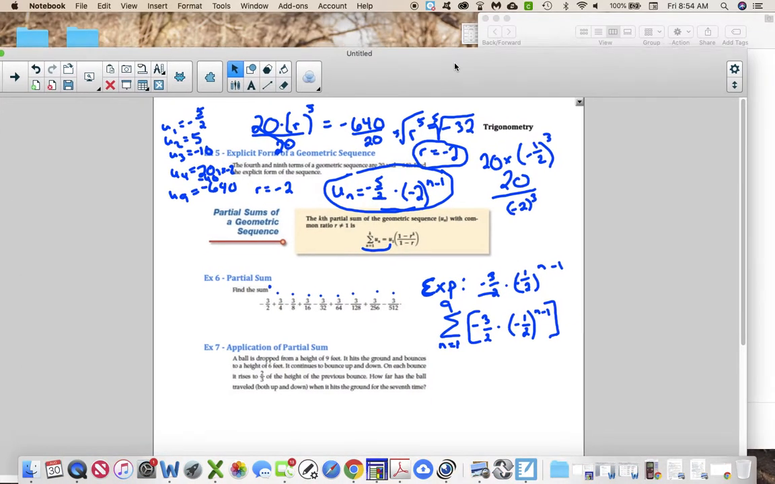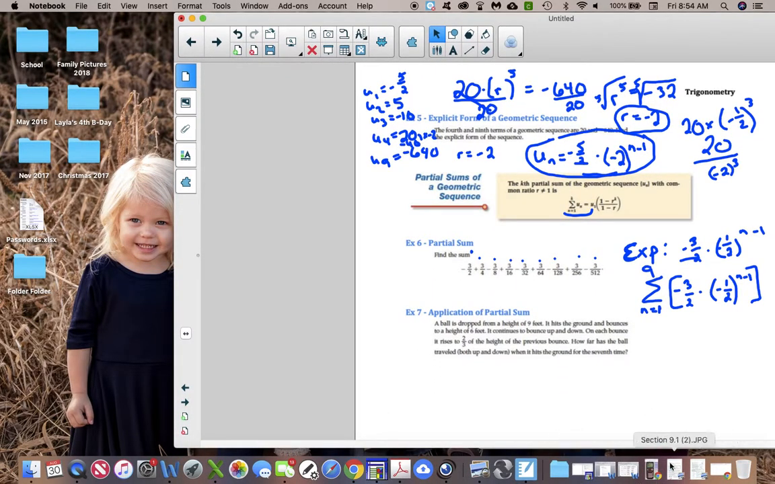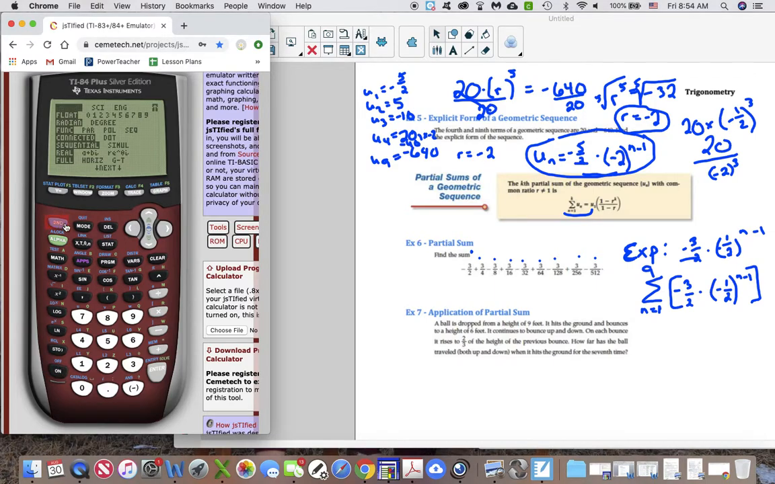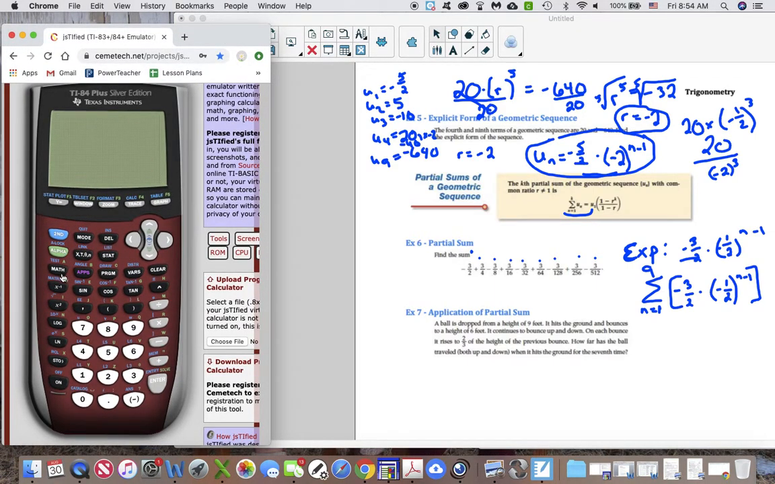Okay, so I'm going to pull up my graphing calculator here and see if I can get that thing typed in. There we go. So if you don't remember where you go for your sequence, you go to the math button. If you don't have a calculator out right now, just pause this video and get your calculator out. So math button, go all the way down to summation and hit enter, okay?